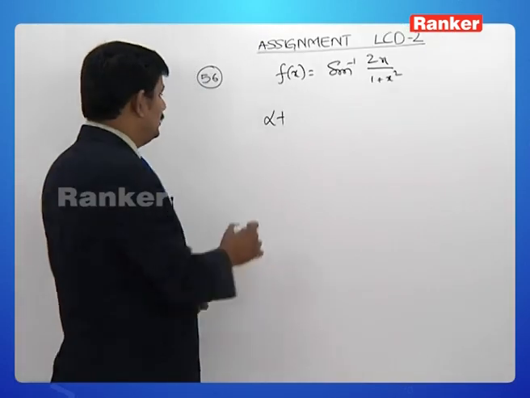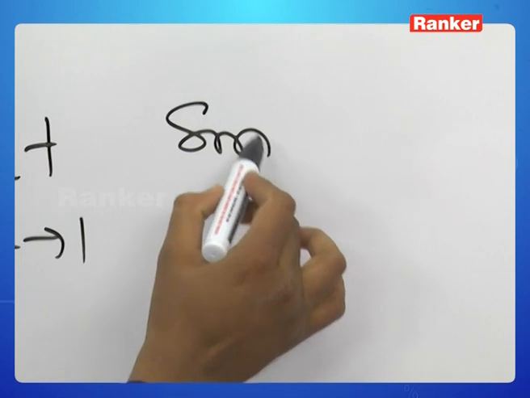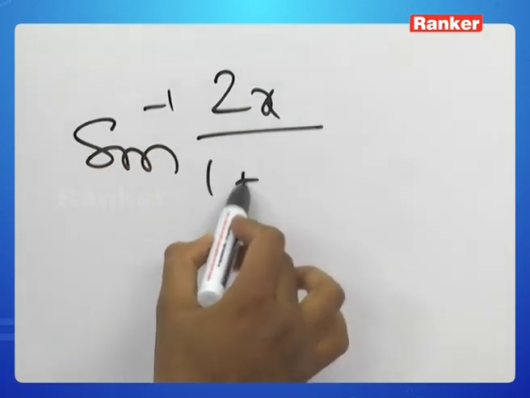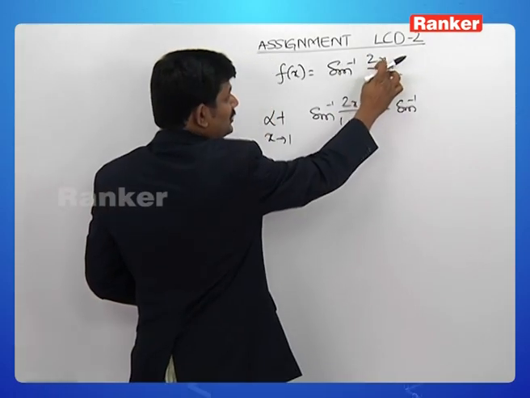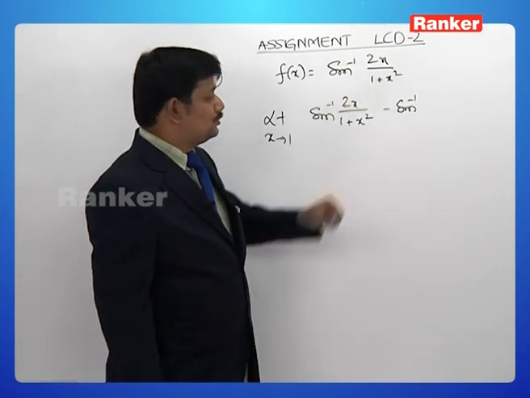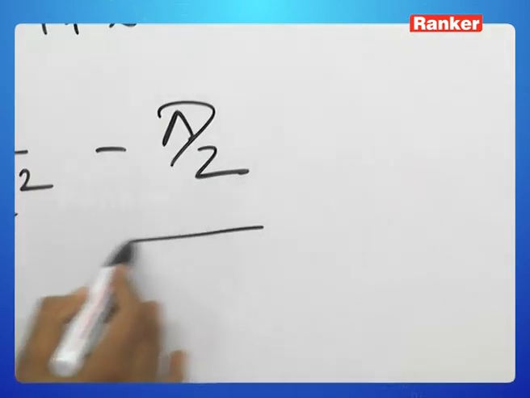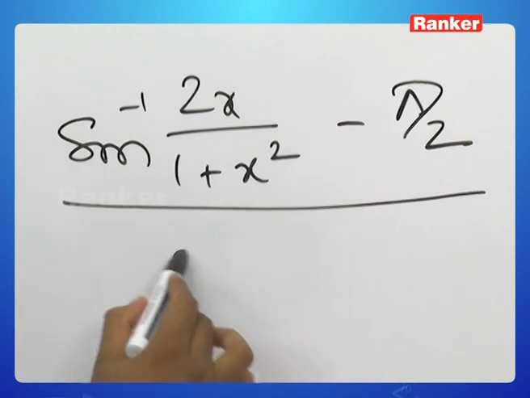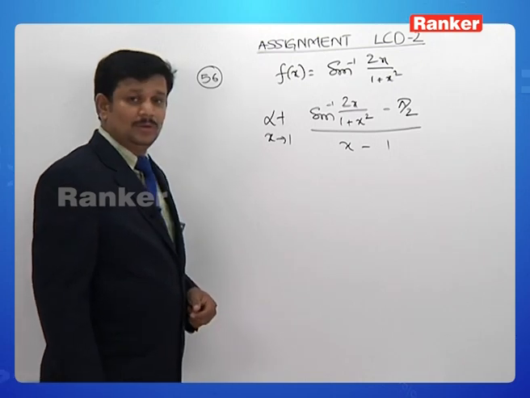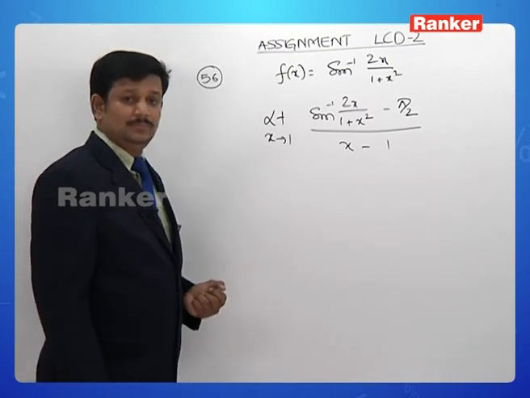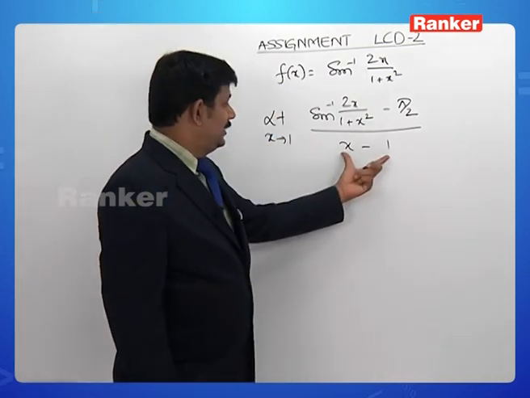Let us evaluate the limit as x extends to 1 of f of x minus f of 1 divided by x minus 1. That is sin inverse of 2x by 1 plus x square minus sin inverse of f of 1. Replace x with 1: 2 by 2 which is 1, and sin inverse of 1 is pi by 2. To evaluate this limit: sin inverse of 2x by 1 plus x square minus pi by 2, divided by x minus 1.